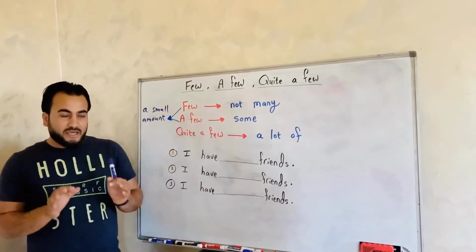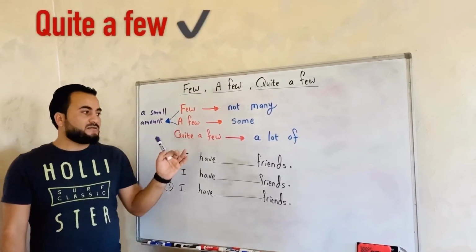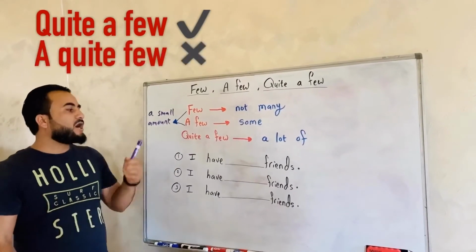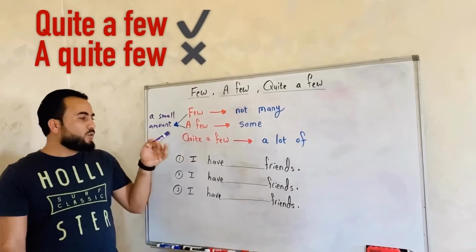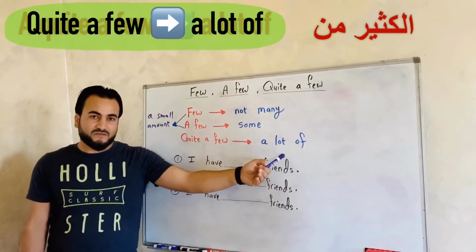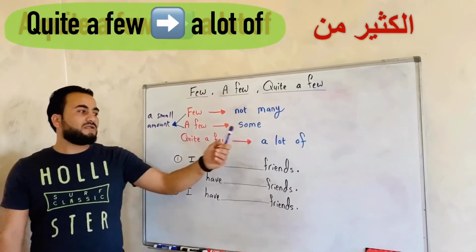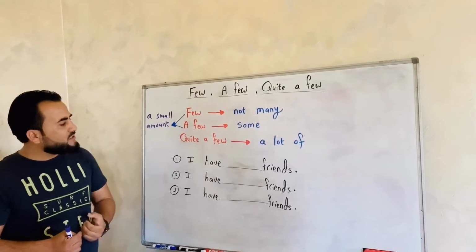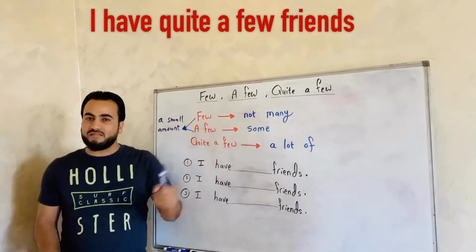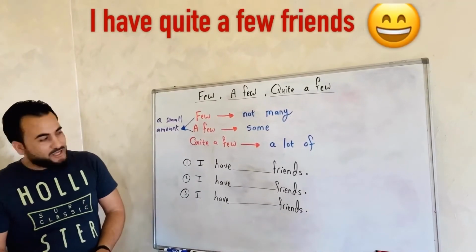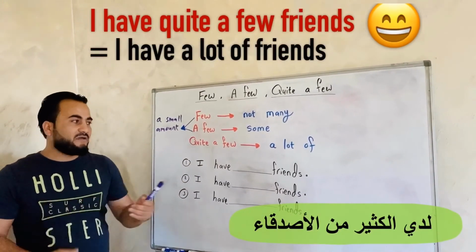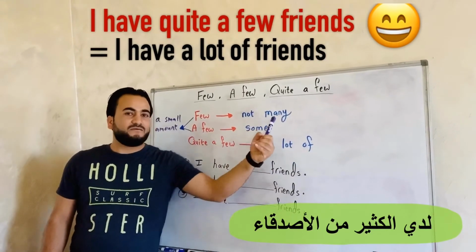Quite a few. And it's as it's written on the board here, quite a few, not as some people say, a quite few. No, it's quite a few. And this means a lot of. So this is synonymous with a lot of. So if you say to me, I have quite a few friends, I will be very impressed. So I have quite a few friends means I have a lot of friends.